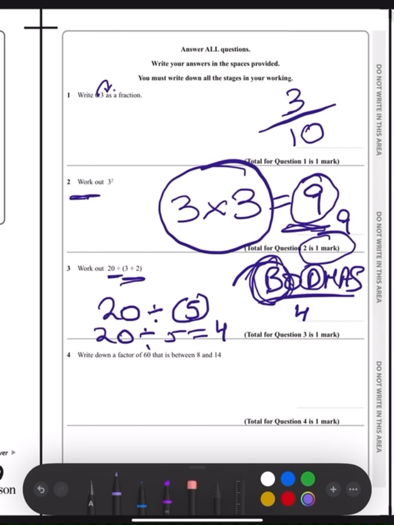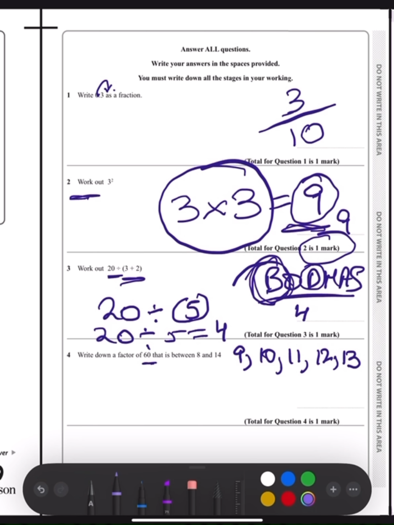So now for this question, we're given: write down a factor of 60 which is between 8 and 14. Basically, they are saying that we need to write a factor which is between 8 and 14, not below, not above, in the middle. So the numbers could be 9, 10, 11, 12 and 13. You can also write these down if you want to. Only these numbers are valid, which will be a factor of 60. But which ones? Let's find those out.